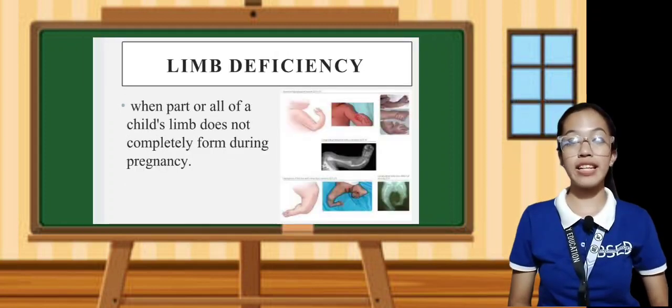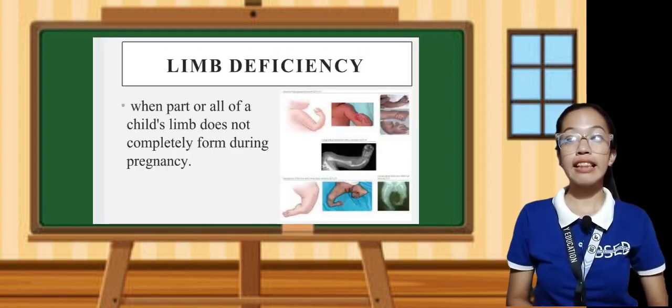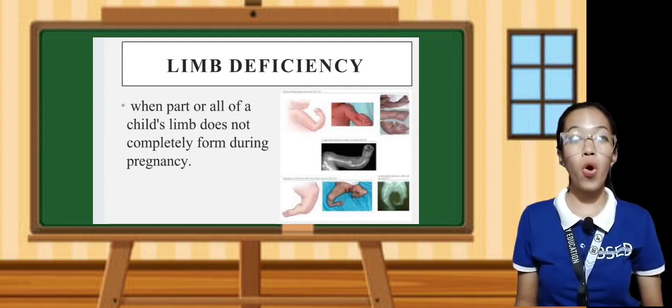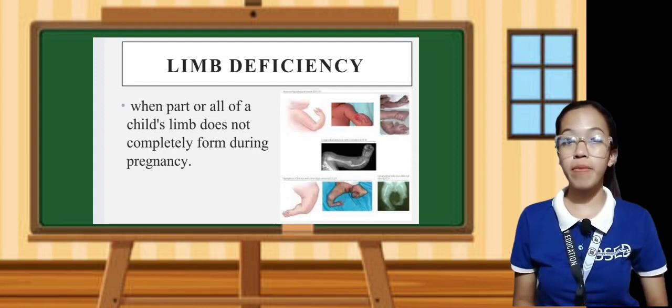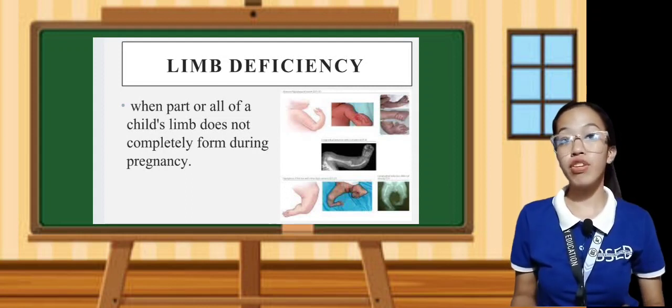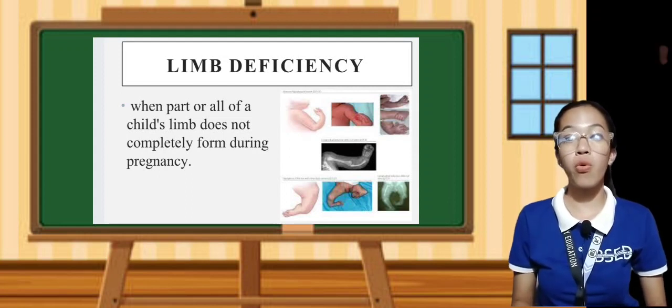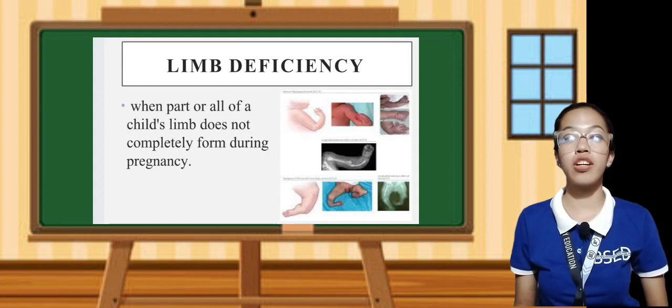And the last one is limb deficiency. Limb deficiency is when a child has a missing part of or all of a leg, arm, hand, or foot. Limb deficiency can be congenital, present at birth, or acquired as the result of disease, an accident, or other trauma. So limb deficiencies can affect the whole limb or just part of the limb.